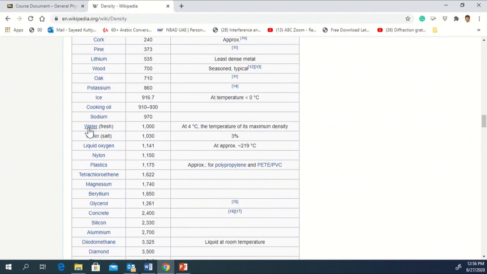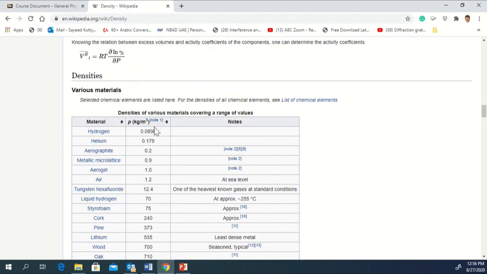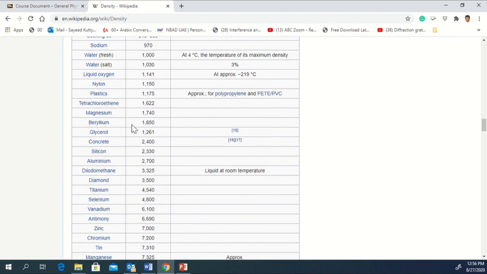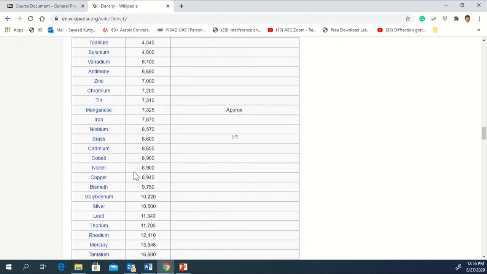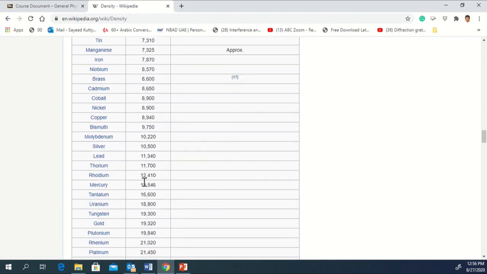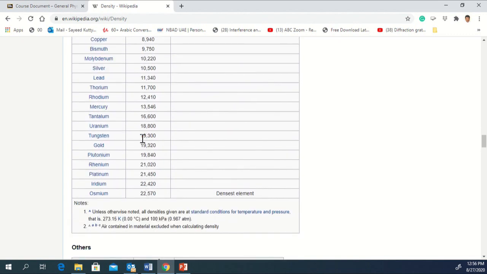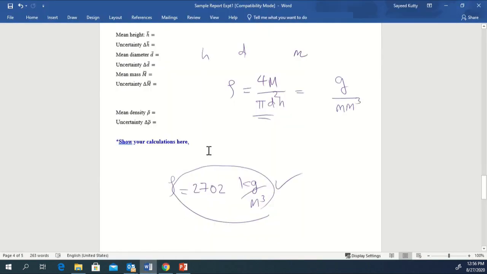If you go through this, you can see the density of fresh water, 1000 kilogram per meter cube, right? And of course, if you go all the way down, you can see the value range. Yes, if it is 2700, then you will identify it is aluminum. Imagine if it is in the 7800 range, then you will say it is iron. If it is in the 8900 range, then you will say it's copper. These are the common metals, right? If it is lead, it will be 11,000. And look at the density of gold, it is 19,320. So from the density, you will be able to identify the material.